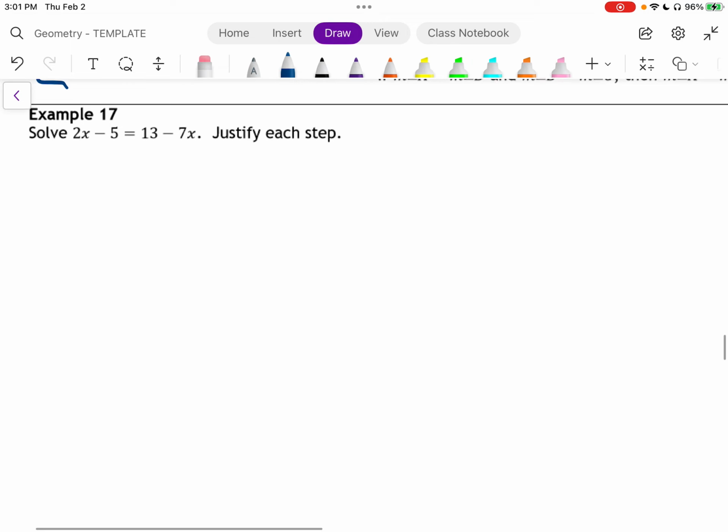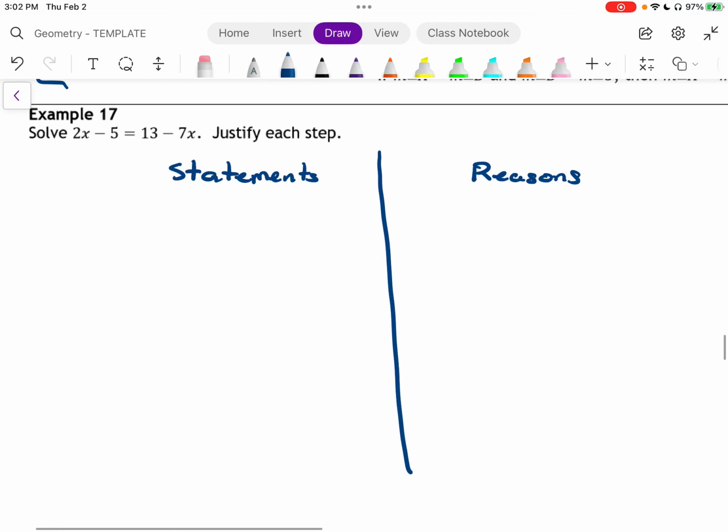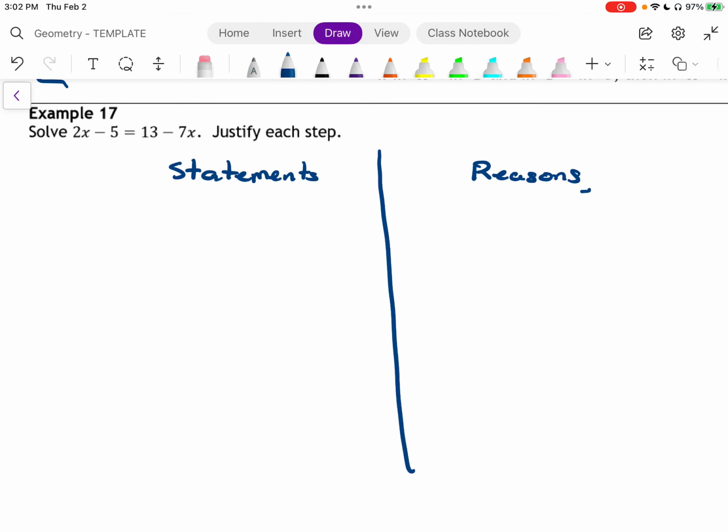So this is trying to lead us into proofs. And proofs are sometimes kind of difficult because you just feel like you're having to explain yourself so much. So here we're going to have two parts. We're going to have statements and reasons. And then I draw it like this with a little table. Okay, and again, this is getting us ready to do something that's a little bit more difficult. And then we're going to have little steps here. And it's like we're trying to explain to someone, how do we solve it?